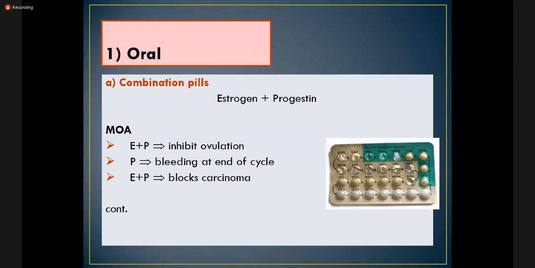Otherwise, with the combination oral contraceptive pills, combining estrogen and progesterone, what are the advantages? They prevent the chances of endometrial carcinoma and ovarian carcinoma. This is an important point. But estrogen can increase the chances of breast carcinoma. It is not going to prevent breast carcinoma; it increases the chances of breast carcinoma, and estrogen is responsible for that.